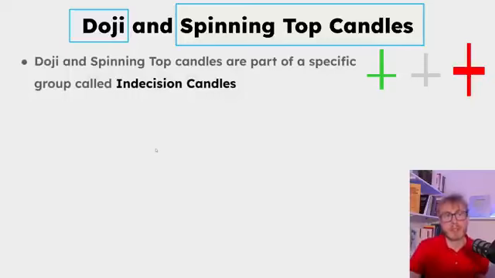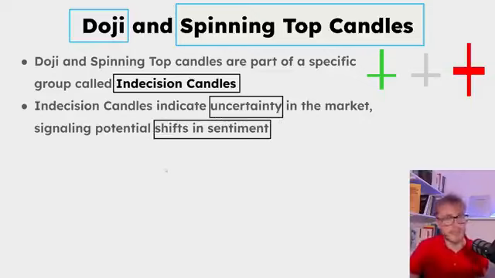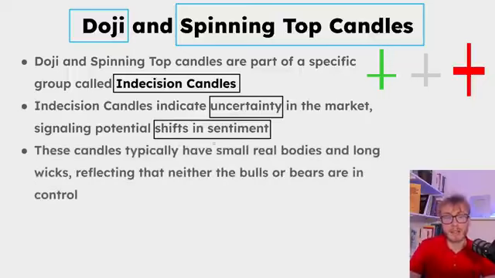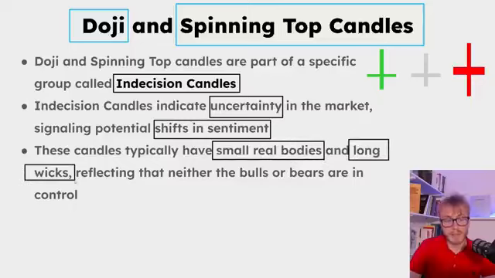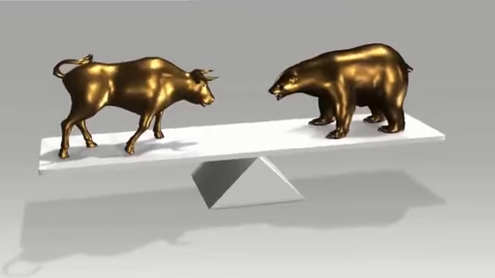So first of all, doji and spinning top candles are part of a specific group that we call indecision candles. Indecision candles indicate uncertainty in the market, and they can signal potential shifts in sentiment, and we will talk more about that very soon. What's common about indecision candles is that they typically have small real bodies and long wicks. This reflects that neither the bulls nor the bears are in full control.